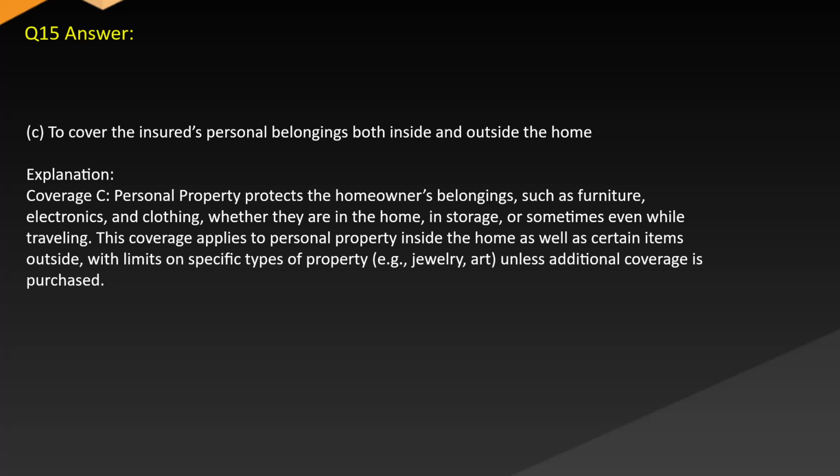Answer: C. To cover the insured's personal belongings both inside and outside the home. Explanation: Coverage C, personal property, protects the homeowner's belongings, such as furniture, electronics, and clothing, whether they are in the home, in storage, or sometimes even while traveling. This coverage applies to personal property inside the home as well as certain items outside, with limits on specific types of property, e.g., jewelry, unless additional coverage is purchased.